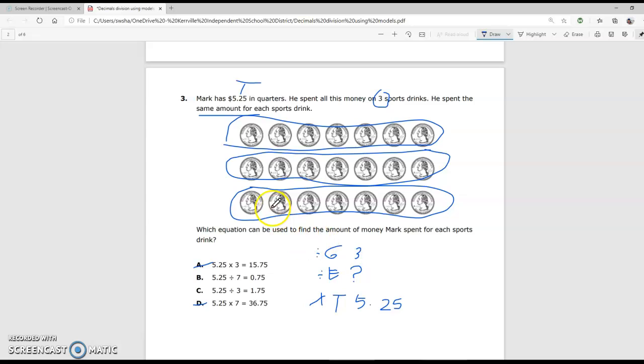You can divide, or you can just count your quarters. 1, 2, 3, 4, that's $1. 1, 2, 3, so that's $1.75. Okay.